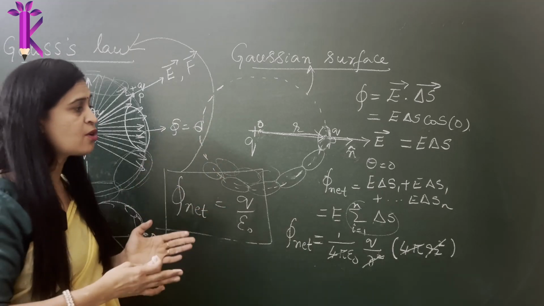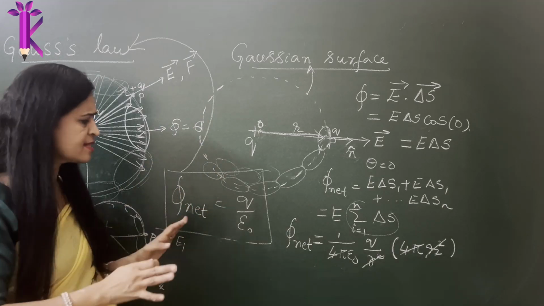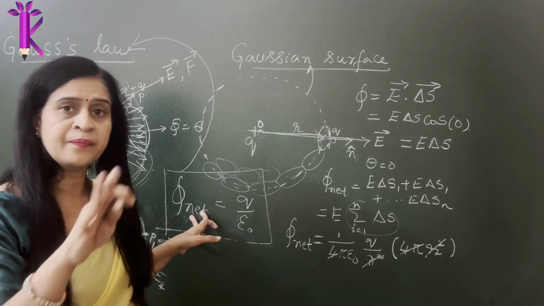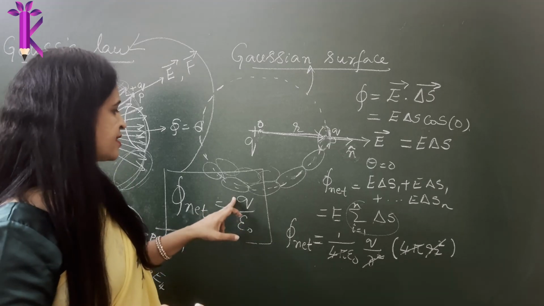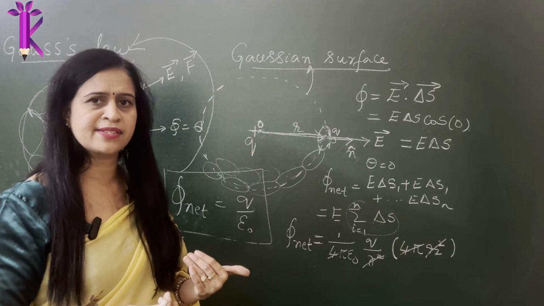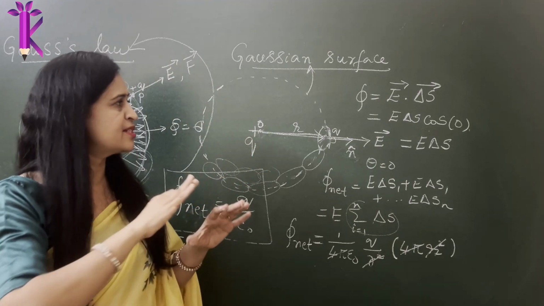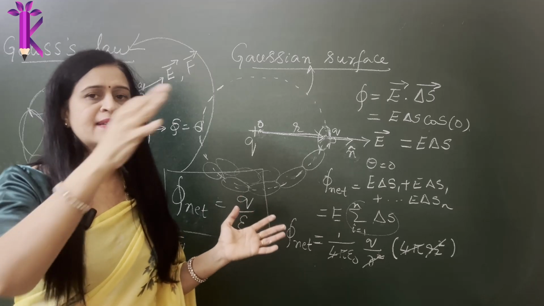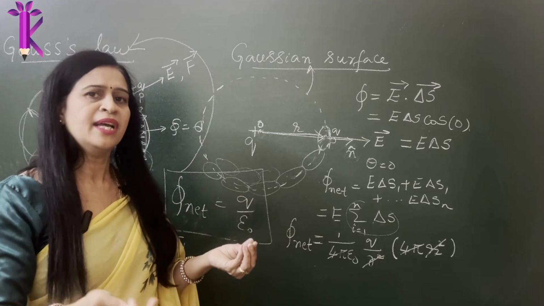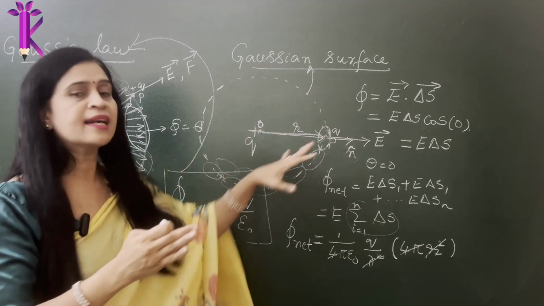Okay, so what does Gauss's law state? Simple. Gauss's law states that the net electric flux enclosed by any Gaussian surface. Why enclosed by a Gaussian surface? We know charge doesn't reside inside a conductor. No, there will be charges, but generally charge finally settles down on the surface of the conductor. Of course, there will be nucleus, atom, but they generally reside on the surface.